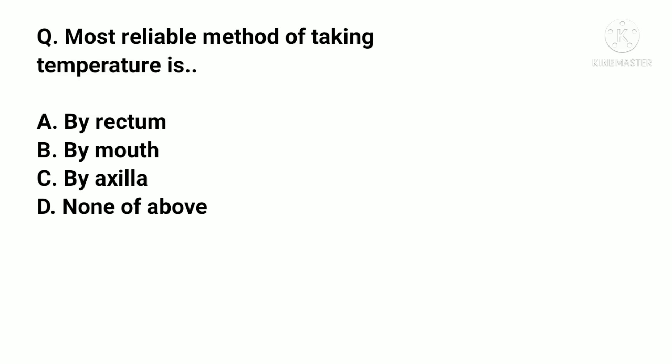Most reliable method of taking temperature is A. By rectum, B. By mouth, C. By axilla, D. None of the above. And the correct answer is A. By rectum. The rectal method of taking temperature is most reliable because the rectum contains a large amount of blood vessels and also the thermometer is not exposed to external air while taking temperature.